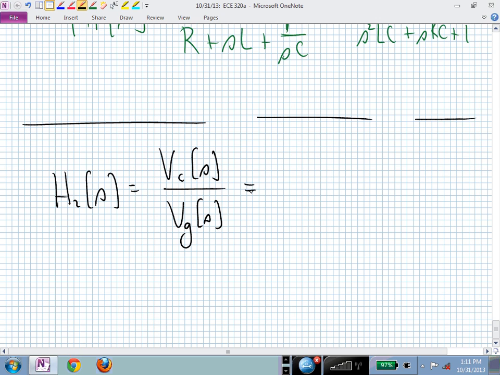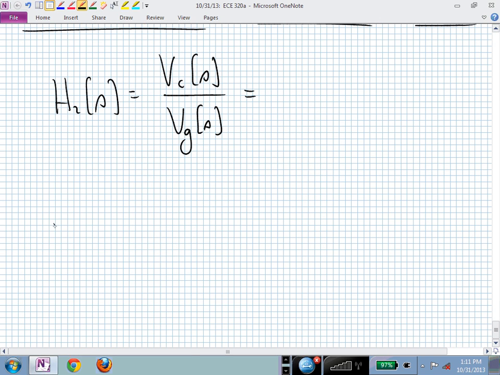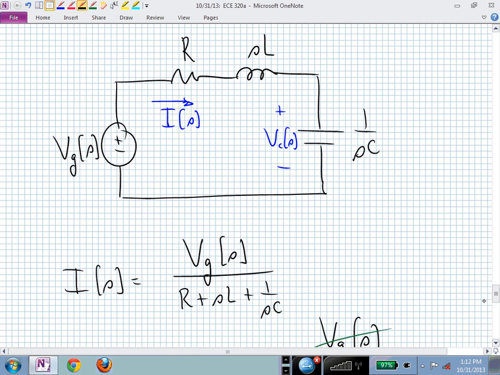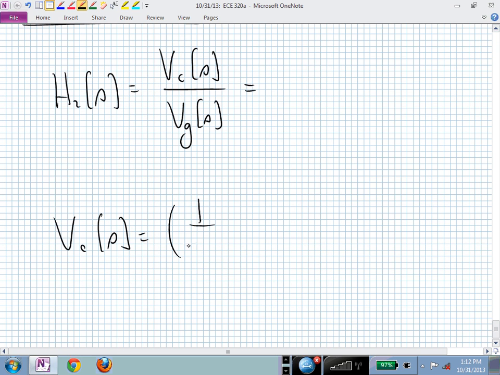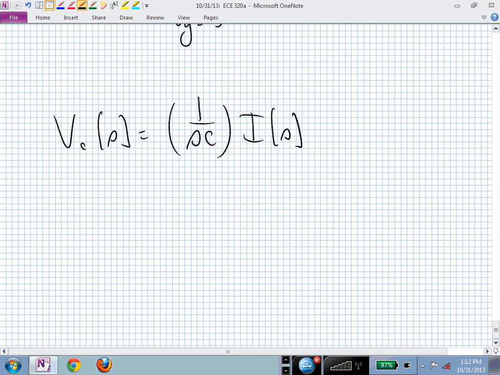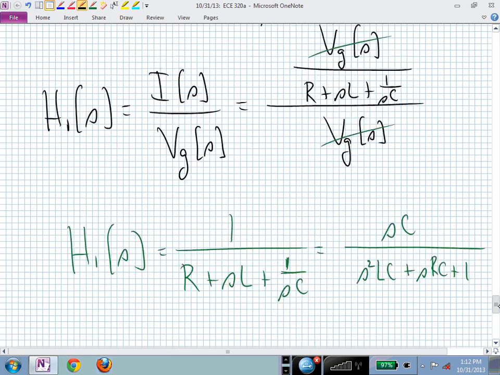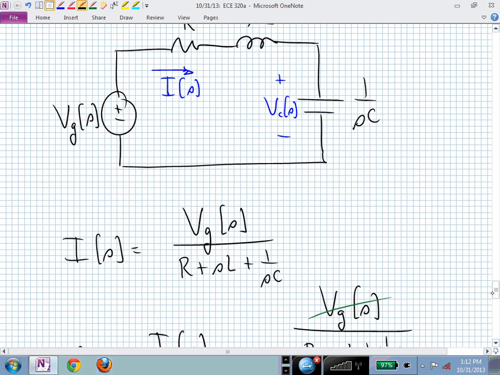But what's V sub c of s? If I just said, oh, give me V sub c of s, that's just the capacitor's impedance, 1 over SC, times the current. We found the current. So I could write it that way. I could say, well, that's just the capacitor's impedance, 1 over SC, times I of S. But what was I of S? That was this, wasn't it?